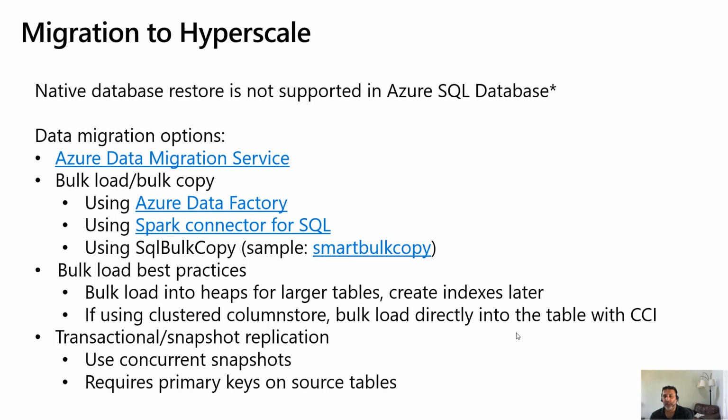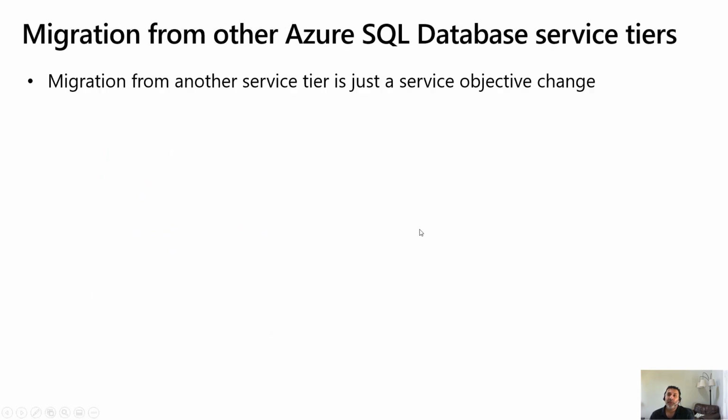Bulk load into heaps for larger tables, create the index later, or if using clustered columnstore, use large batch sizes. Transactional or snapshot replication also can be a tool to move data if you have primary keys and such. So you can use concurrent snapshot in this case, and it requires a primary key on source tables.